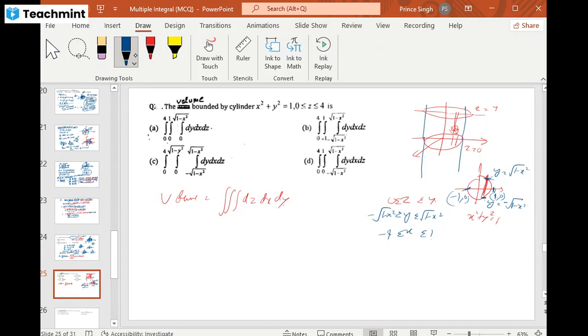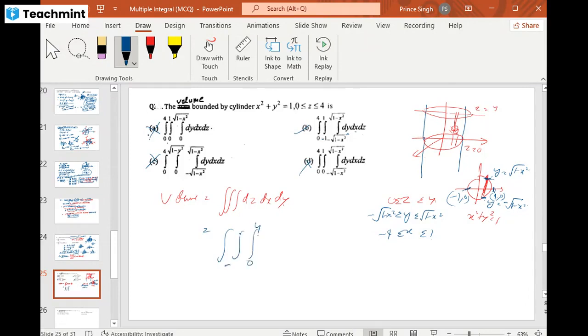It should be a negative sign: from minus square root of 1 minus x square to square root of 1 minus x square. This is the limit of y. X is minus 1 to 1 and z is 0 to 4. All other options are wrong, so this is the only correct option we have. So the limit of z varies from 0 to 4.